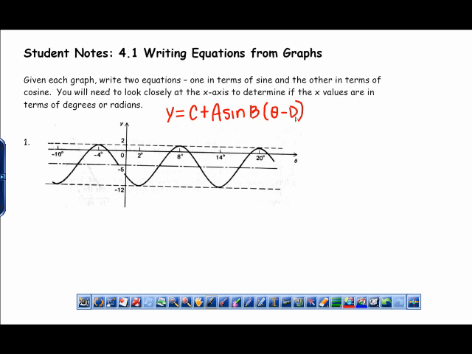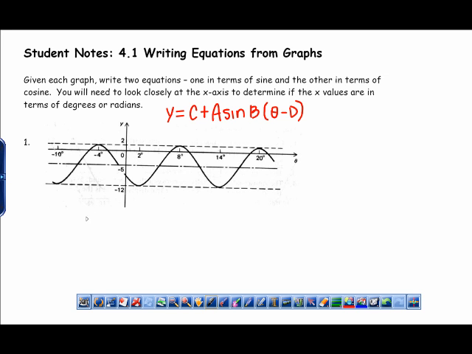And then here we have theta minus d. This is your horizontal shift. So if it's theta minus a number, then that would be a shift to the right. If it's theta plus a number, that would be a shift to the left. And that's how we graphed sinusoids. And when I say sinusoid, I mean a sine curve or a cosine curve, any periodic graph like these waves. And so we're going backwards basically, and at first it's kind of weird, but soon you'll find that this is much easier than actually graphing.